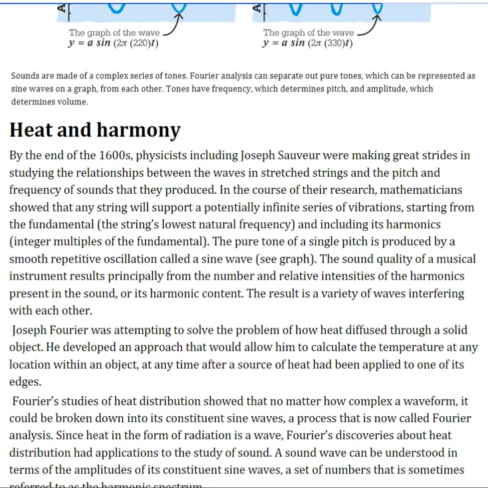In the 1600s, Galileo recognized that sounds are produced by vibrations. The higher the frequency of the vibrations, the higher the pitch of the sound we perceive. Sounds are made of a complex series of tones. Fourier analysis can separate out pure tones, which can be represented as sine waves on a graph, from each other. Tones have frequency, which determines pitch, and amplitude, which determines volume.